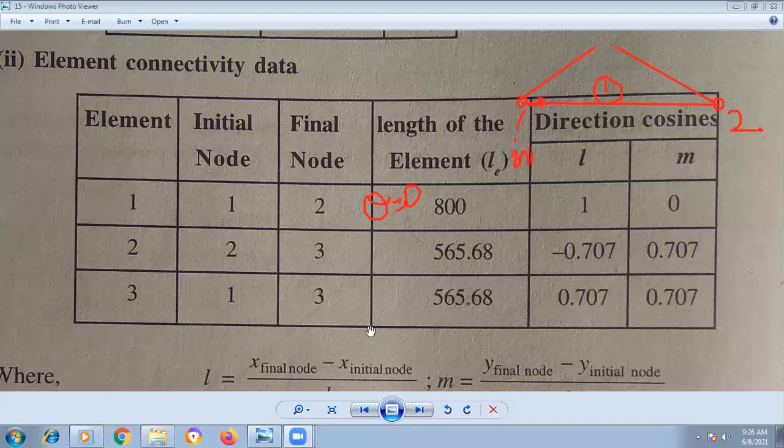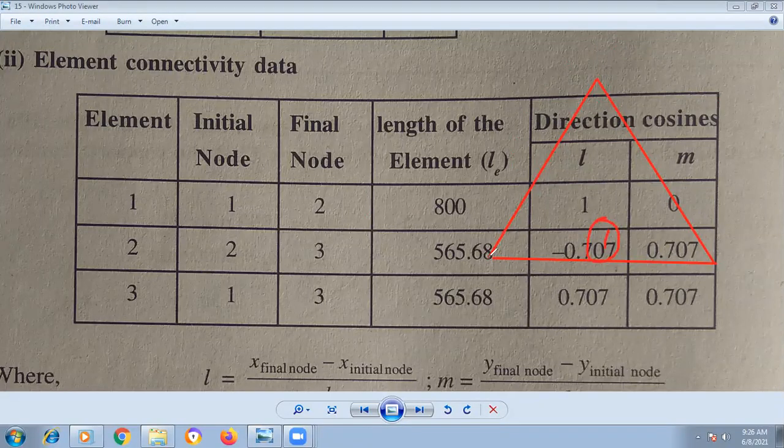What will be the value of theta? How do you measure theta? I told you it is with respect to horizontal direction in anti-clockwise, right? So if this is our element 1, this is node 1 and 2. With respect to node 1, so initial node is 1. At the initial node, we are measuring the value of theta. So at node 1, what will be the value of theta? With respect to horizontal, it will be 0.